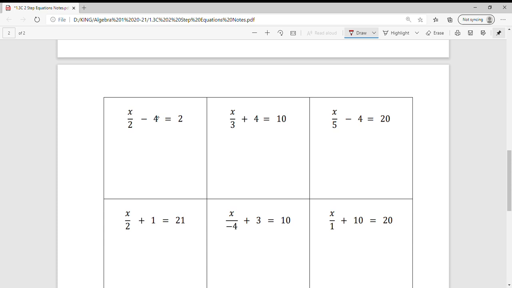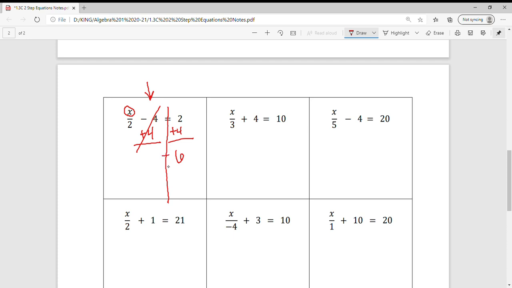So this first one right here, again, you'll notice very similar. Draw my line. Here's my variable. So I want to deal with the number by itself first. So the opposite of minus 4 is plus 4. So negative 4 plus 4, those cancel out. The other side, plus 4. So 2 plus 4 gives me 6.